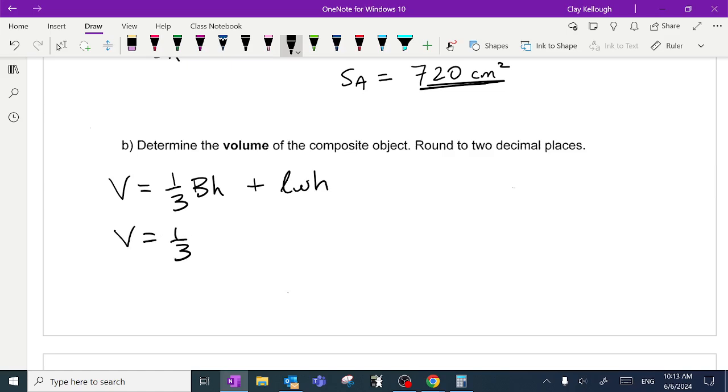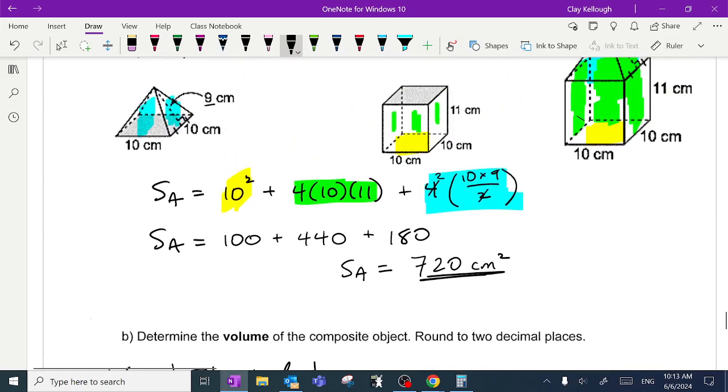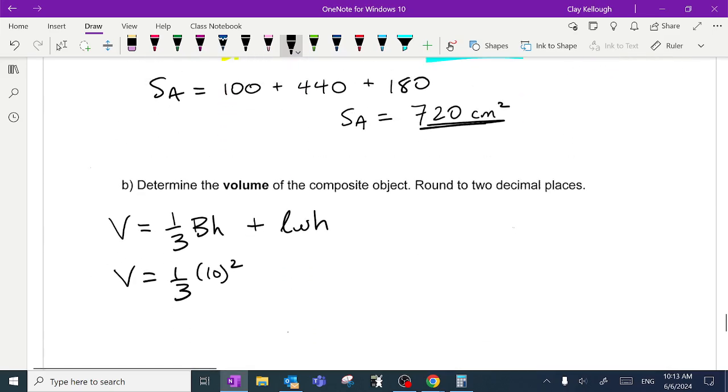The area of the base here, what is the area of the base? The area of the base for the pyramid is 10 squared. And how tall is it? Oh, wait a minute. We don't know how tall this pyramid is, do we? No, we don't. So we're going to have to go off and find that height. We need to find that height, so let's find it.